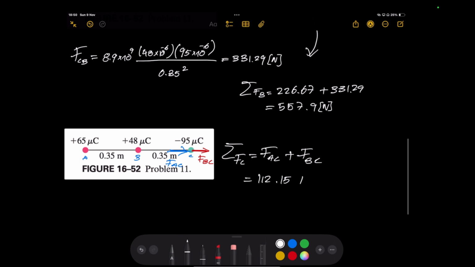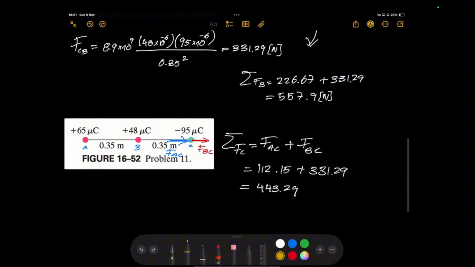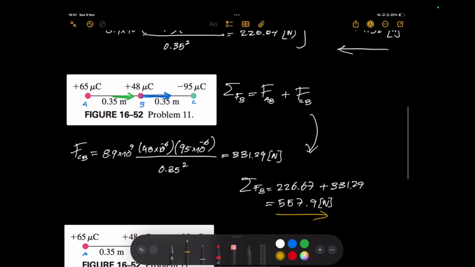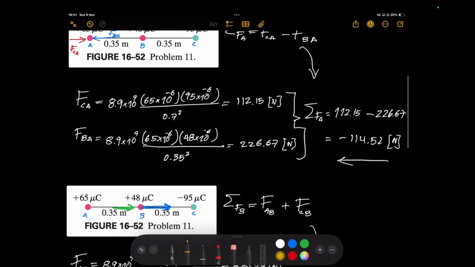112.15 newtons plus 331.29 newtons equals 443.29 newtons. Since this is positive, this is the direction, and this is positive as well, so they go this way. And since this is negative, they go in the opposite direction.